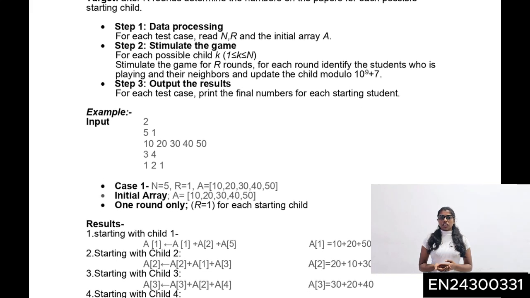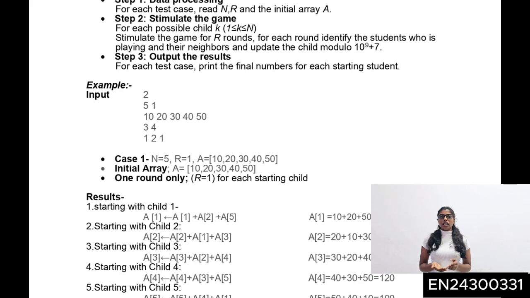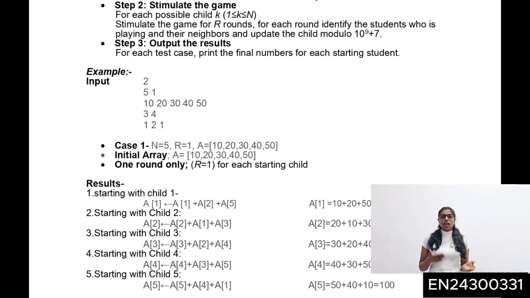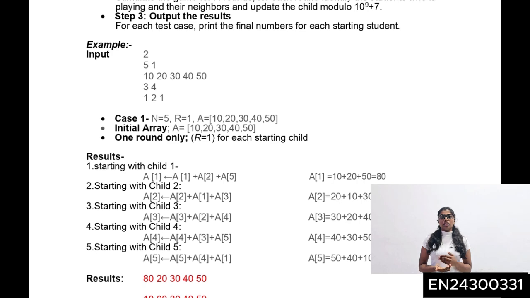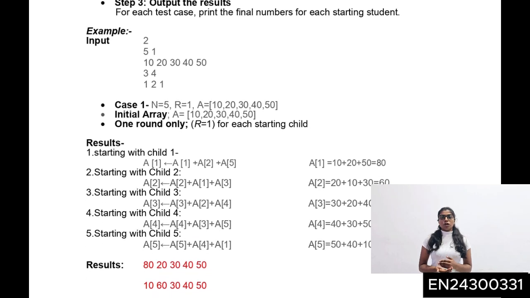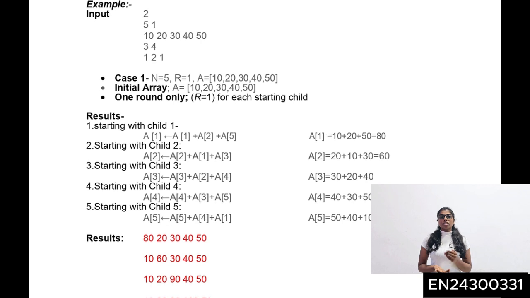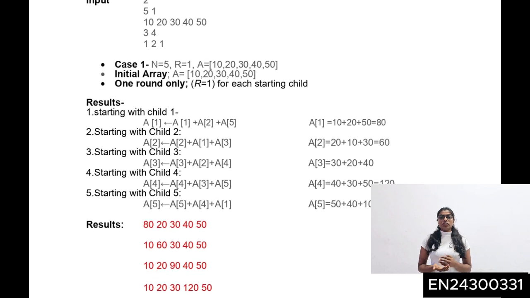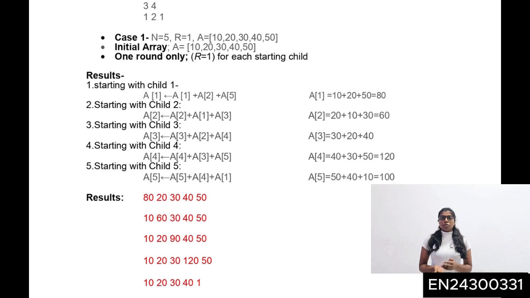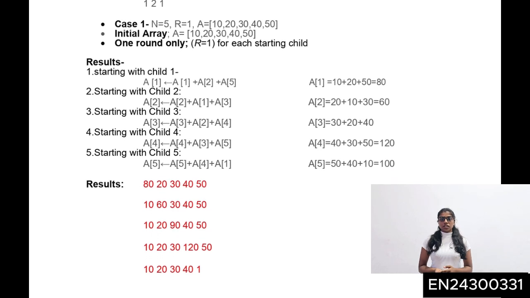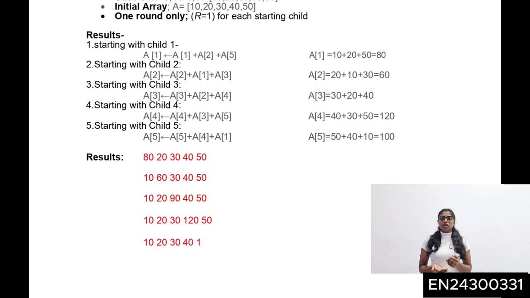For each starting child, simulate the game for r rounds. In each round, a child adds the numbers of their left and right neighbors. Since the children sit in a circle, the neighbors wrap around. Keep all results modulo 10 to the power 9 plus 7. Then, after r rounds for all starting children, print the final arrays for each case. By following these steps systematically, you can calculate the required results for all cases efficiently.